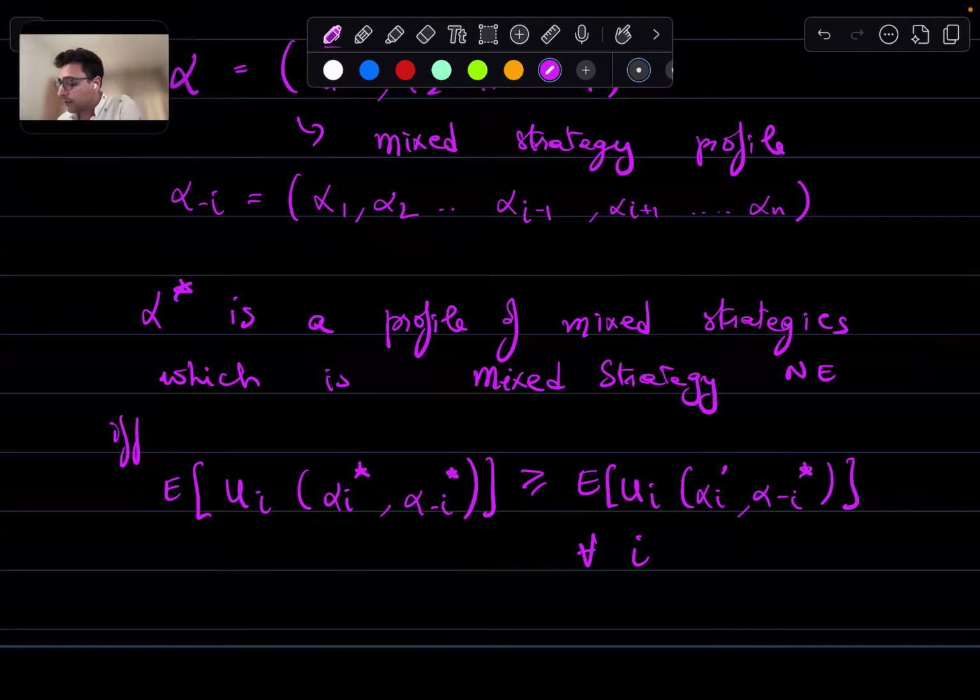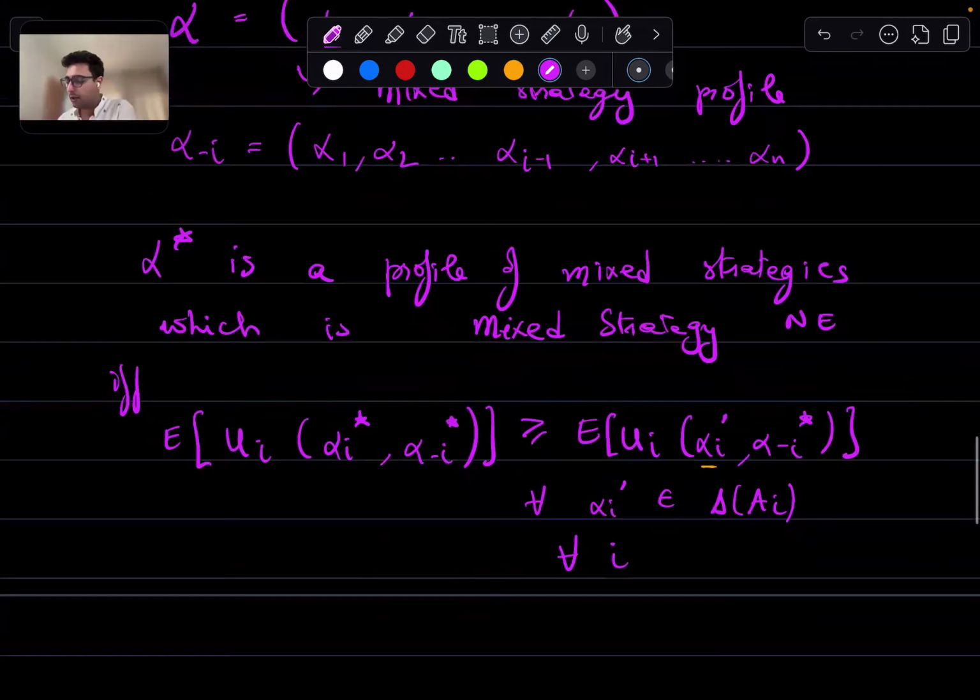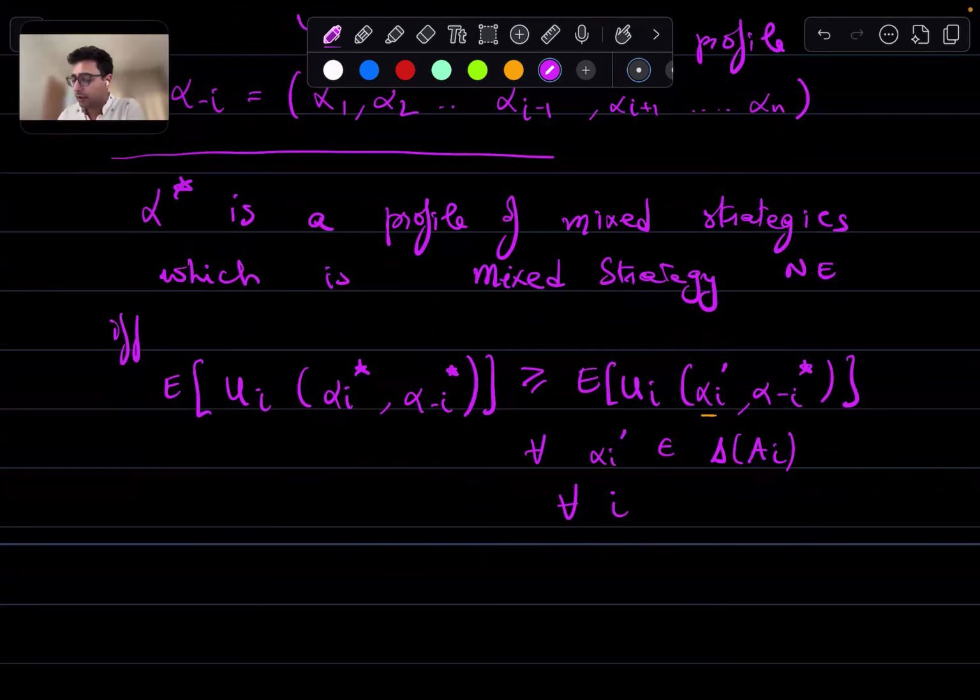so actually, first I have to cycle through all of the alpha primes. I have to check for every possible value that this alpha I prime could take. So let me write that out first. For all alpha I prime in delta AI and for all I. Okay. This is a definition for mixed strategy Nash equilibrium. It's very similar to our earlier definition of a pure strategy Nash equilibrium.